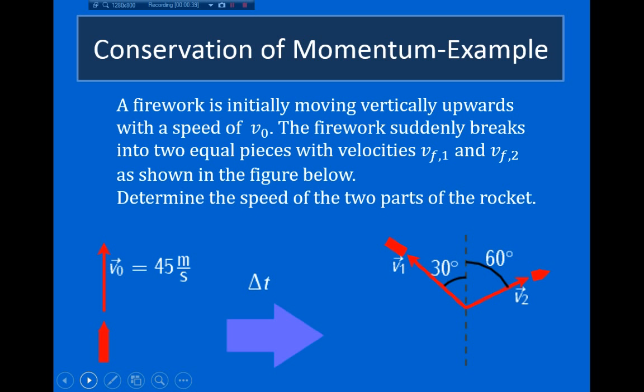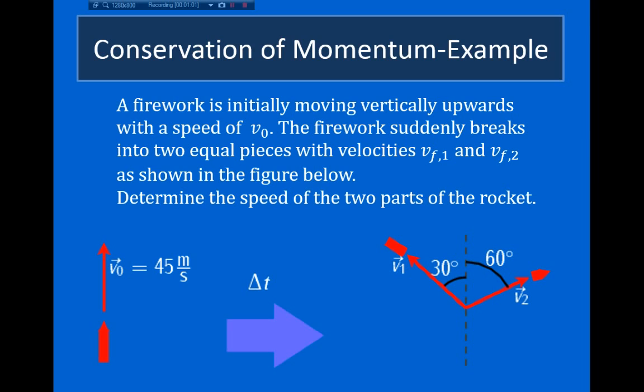This example says a firework is initially moving vertically upwards with a speed of 45 meters per second. The firework suddenly breaks up into two equal pieces that move with speeds of v1 and v2. So v1 here is at an angle of 30 degrees with respect to the vertical, and v2 is at an angle of 60 degrees with respect to the vertical.